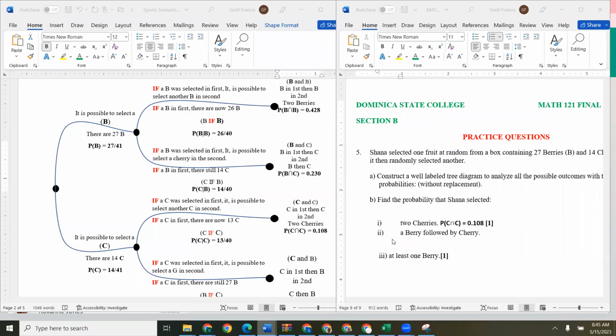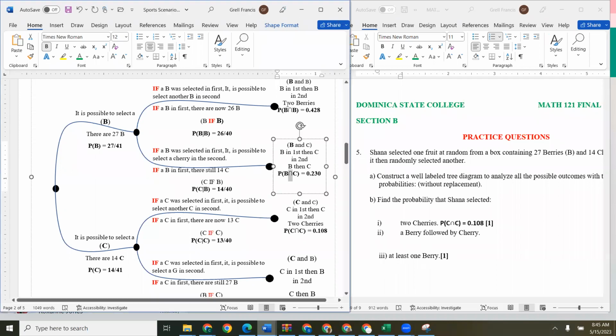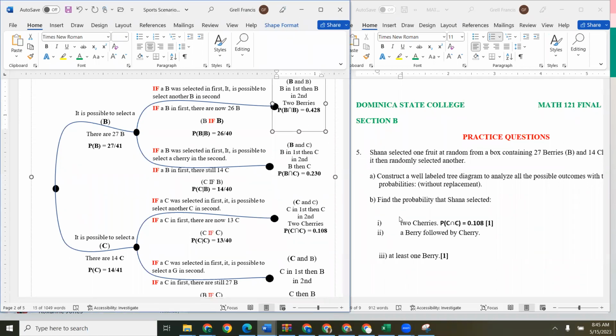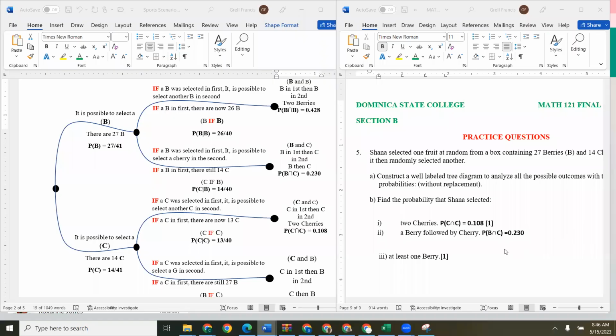Now, part two, what is the probability that she selects a berry followed by a cherry? We do not have to go back into the tree. We can come to the outcomes and get this probability value. A berry and a cherry, 0.230. So berry, then cherry is 0.230.